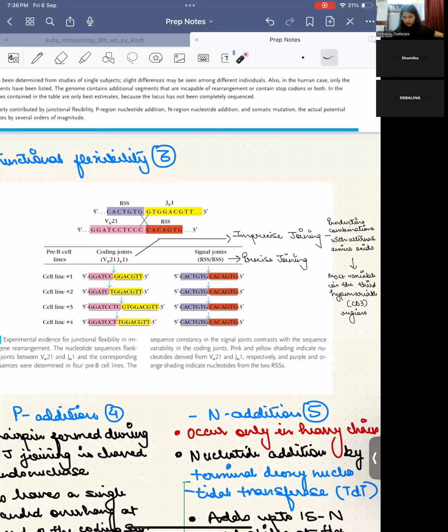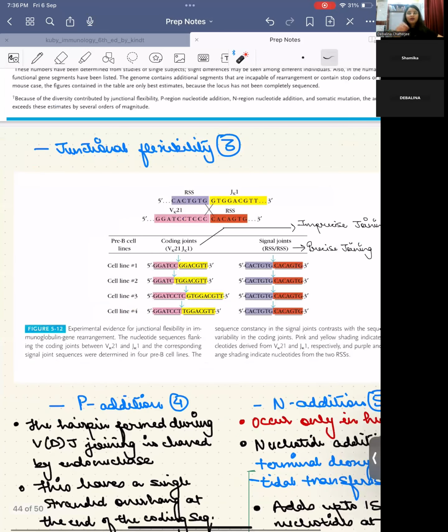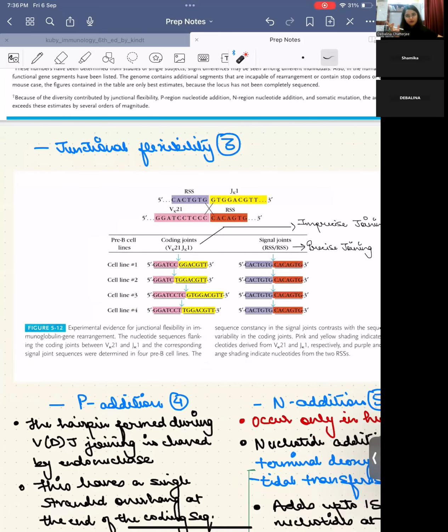So all the variability that is coming up because of certain variable or alternate amino acids coming up, most of this variability was confined to the CDR3 region. If you remember again from the structure of antibody, in the variable region also we have certain hypervariable regions, right? Why are those regions hypervariable?